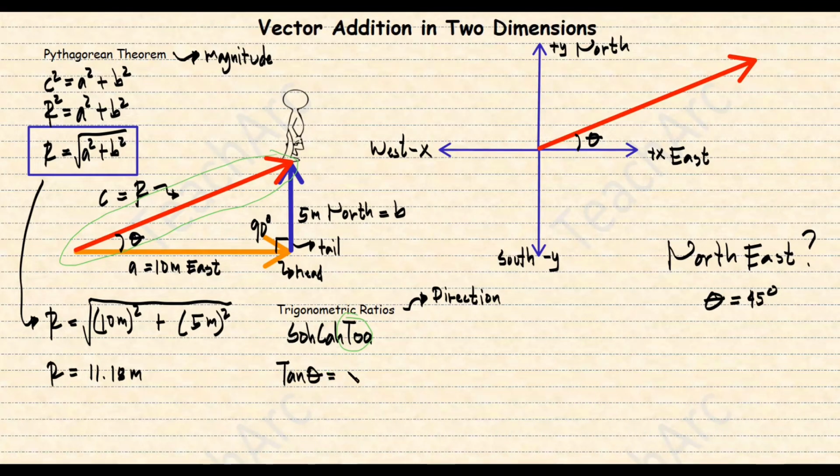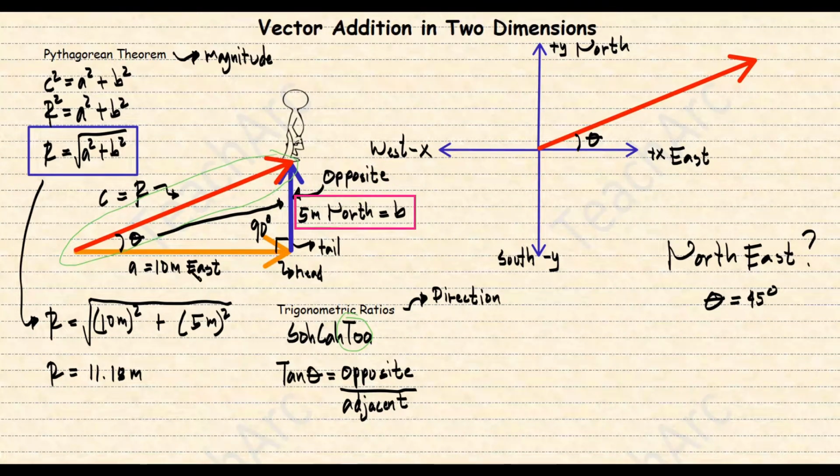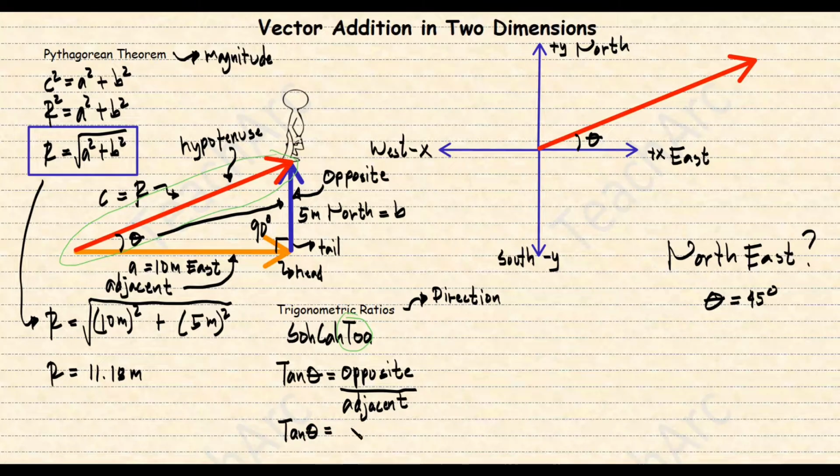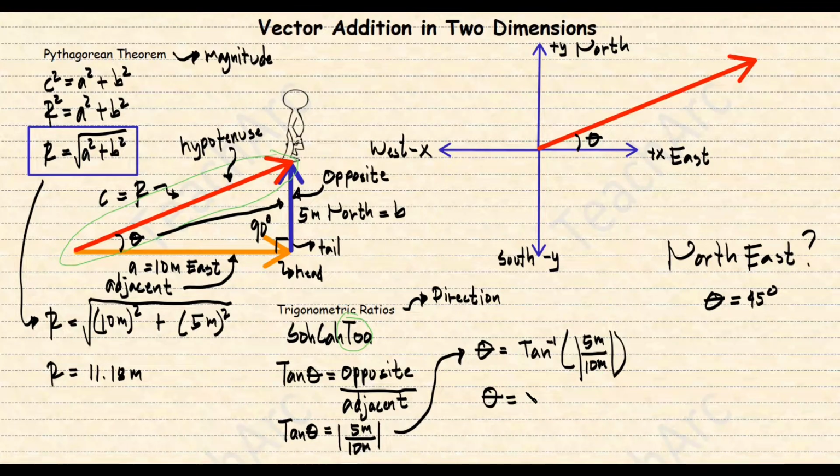And so, in our figure, 5 meters north is the opposite side of the angle that we are looking for, and 10 meters east is the adjacent side. Finding the angle, we write the tan inverse of the absolute value of the ratio of the 2 sides. This will give us an angle of 26.57 degrees.